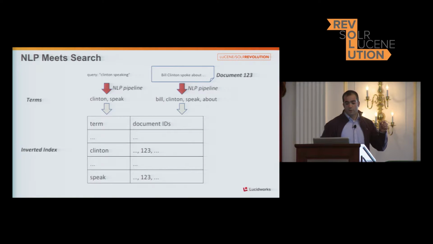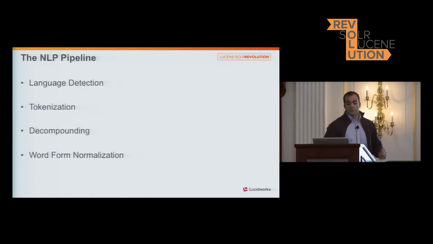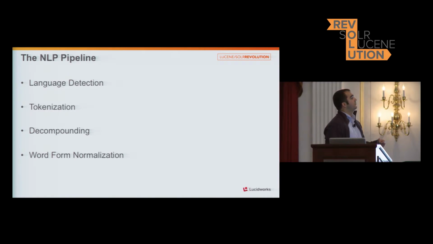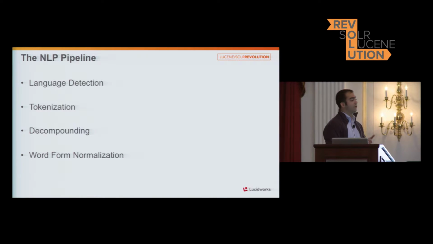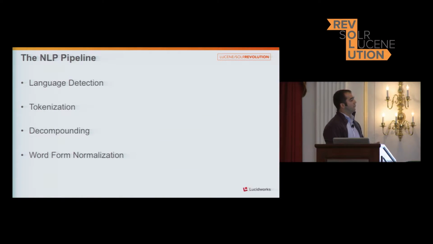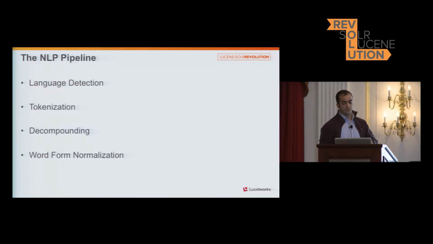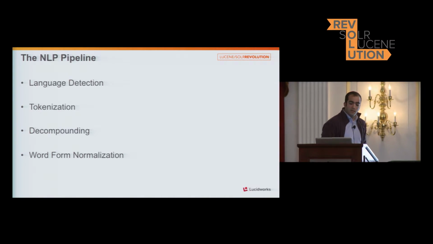Okay, so let's talk a little bit more about the NLP pipeline. And like I said, one of the things that I want you to get out of this is that if NLP and text analytics are new to you, even if you're not doing multilingual searches, hopefully you get some bits out of this. So some of the processes that happen within the NLP pipeline: language detection, tokenization, decompounding, word form normalization. And I'll define all these and give examples.